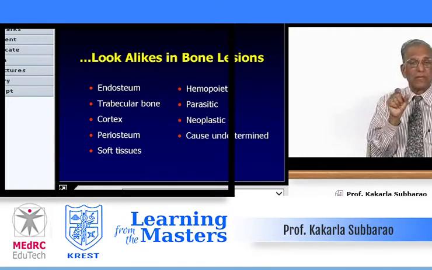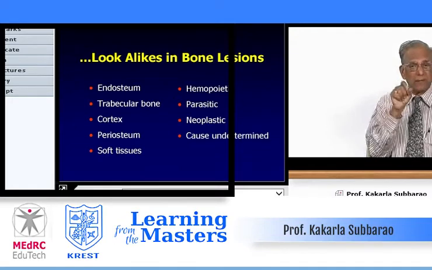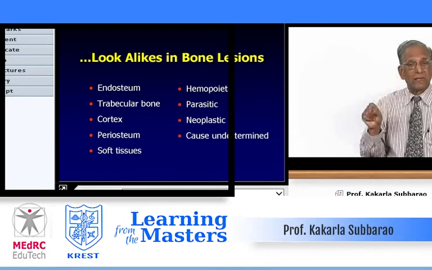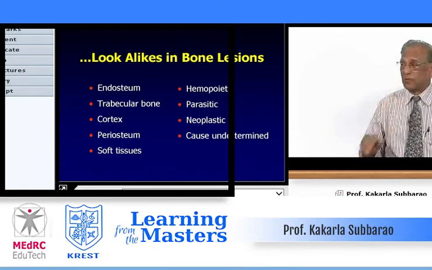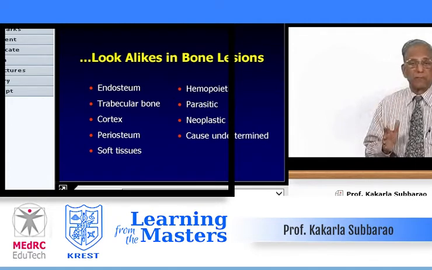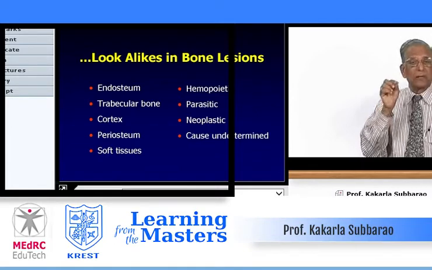For example, take an aneurysmal bone cyst. At the expense of the cortex, expansion occurs. So the cortex is thinned. Occasionally it may even break. So minute breaks also you have to observe. And then periosteum. In long tubular bones, there is periosteum, particularly in children, which is rather loose.